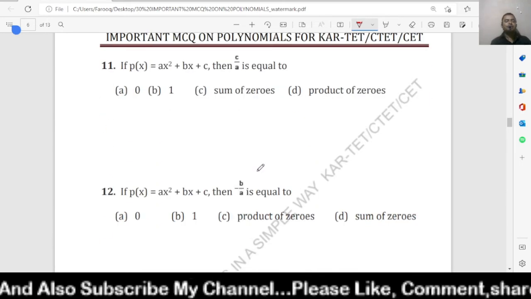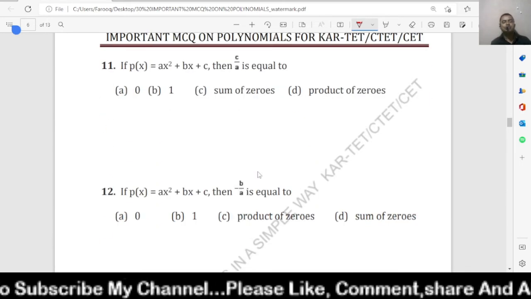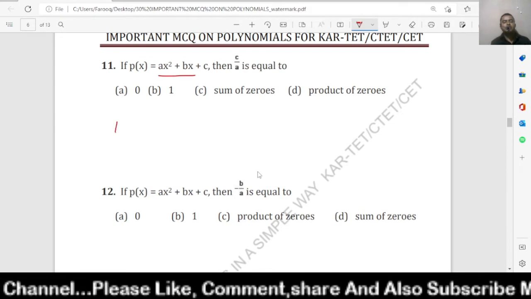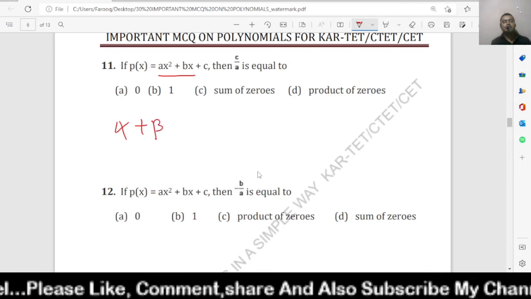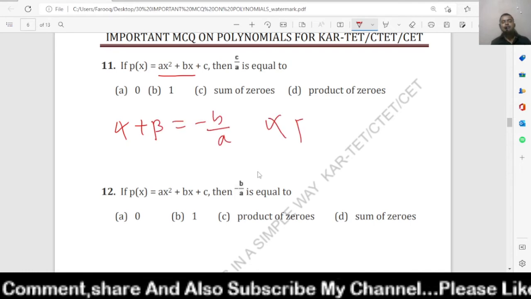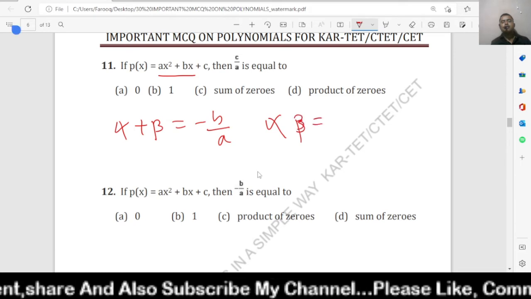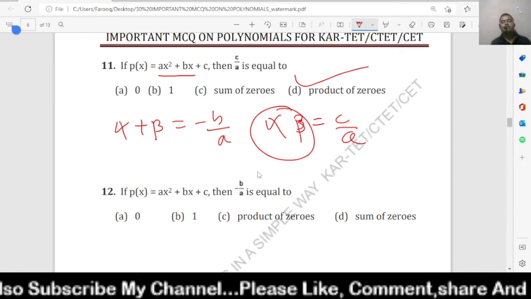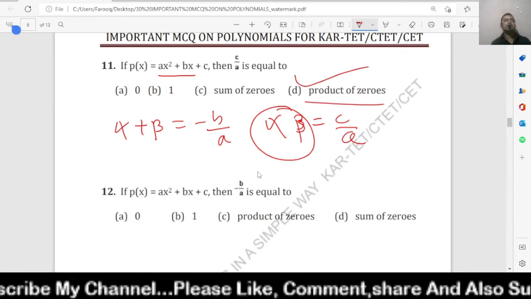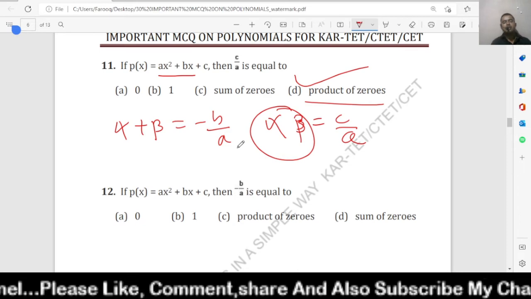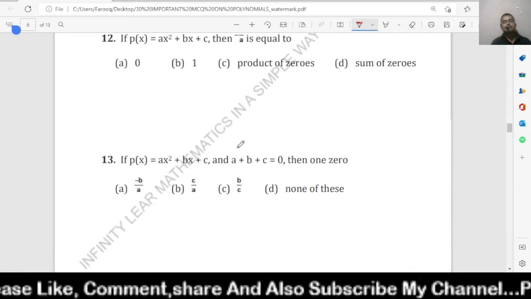Question number 11. If p of x is equal to ax square plus bx plus c, then c by a is equal to. So here we already know that the sum of the zeros alpha plus beta is equal to minus b by a. Then alpha into beta is equal to c by a. This alpha into beta is called the product of zeros. Option D is correct. The product of the zeros is c by a.